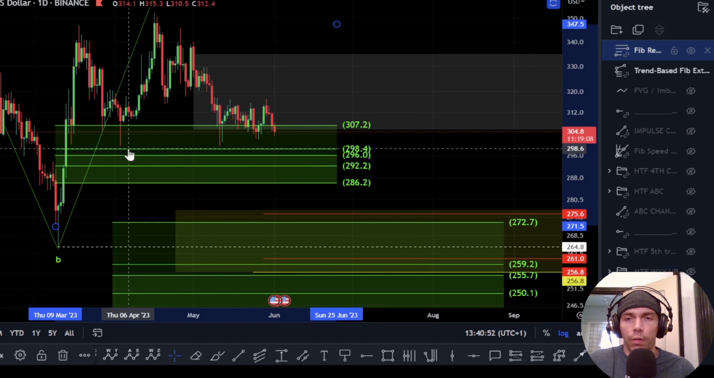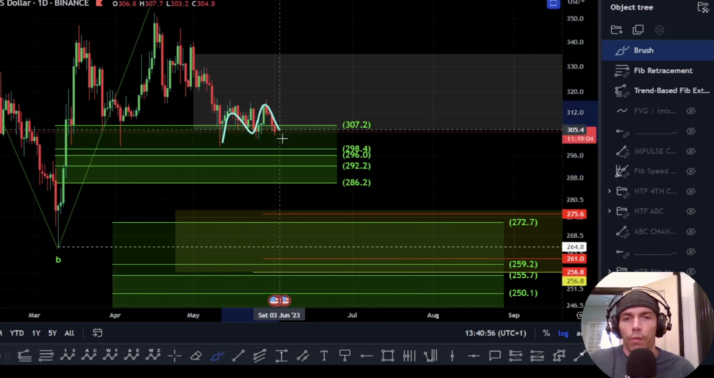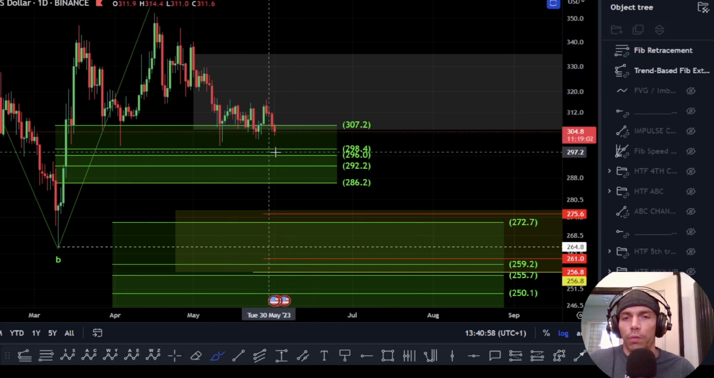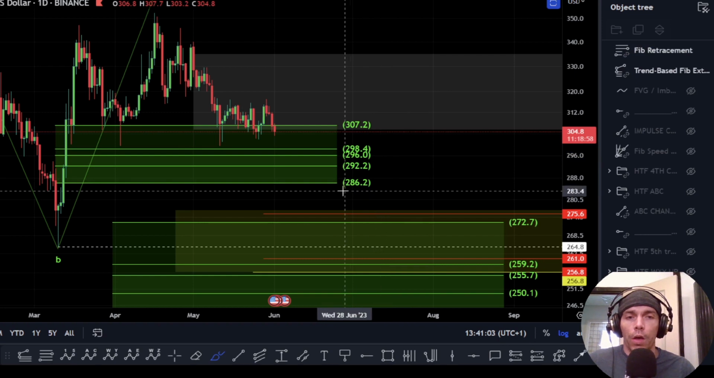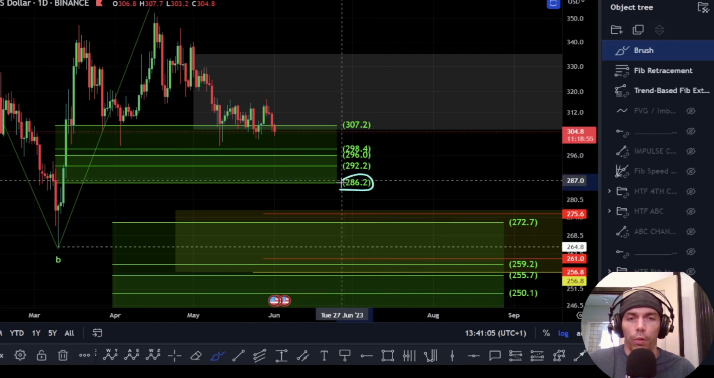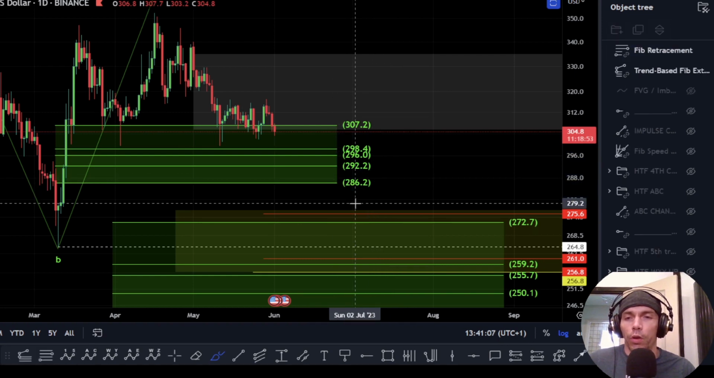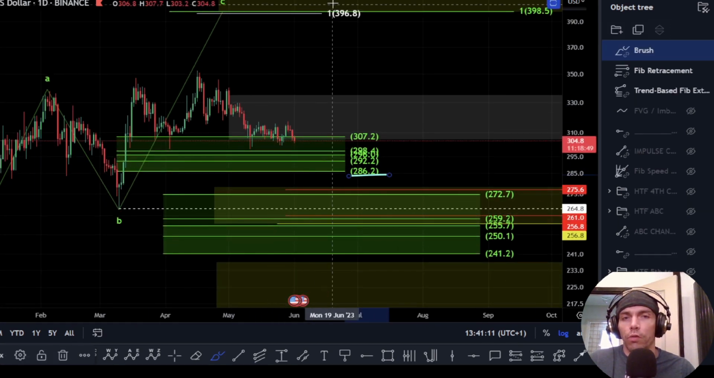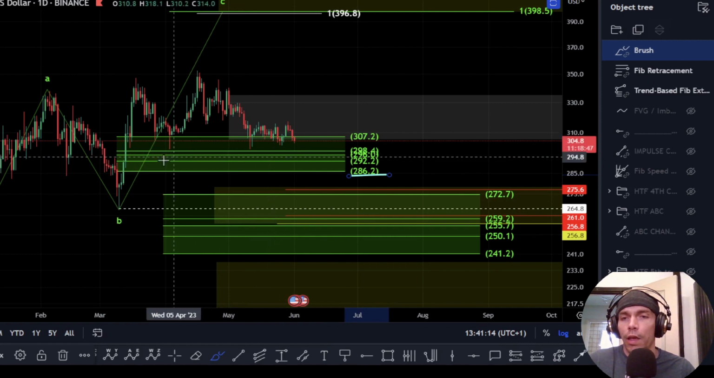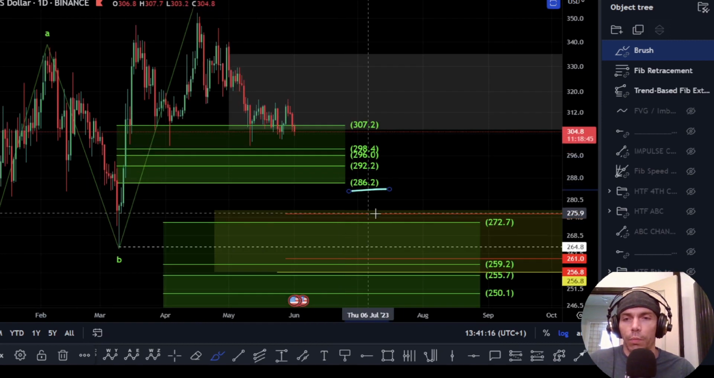Looking at the structure here, we do have a double bottom here, so it is possible that price could start to move away from this level. However, if we fail to maintain this, I would be looking down lower here towards this 298.4, all the way down to the 786 lower down here at this 286.2. So as long as we hold this zone, we could still look for potential to continue to the upside here in this additional leg. But if we start to lose the 786, it becomes less likely.